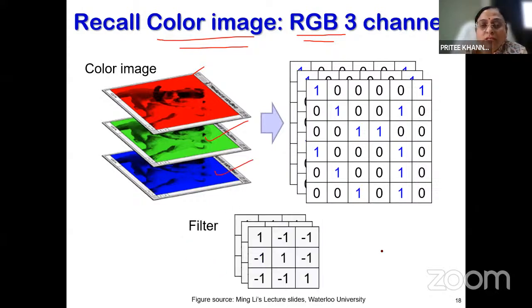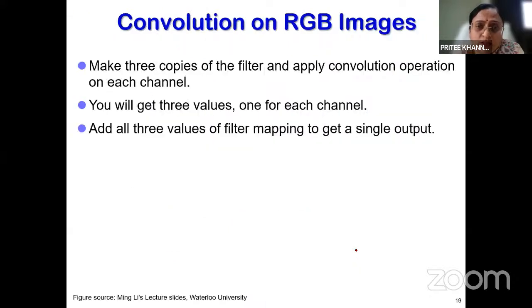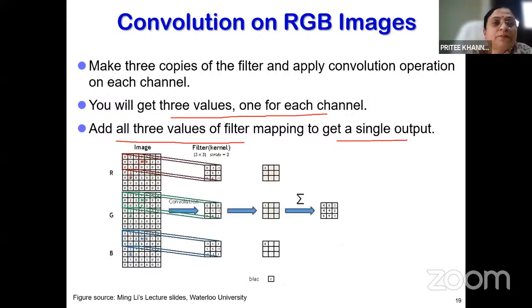So here you can see that this is your image, and these are the 3 copies. These are the 3 channels, and these are the 3 copies of a filter to process. So when we do this convolution on the RGB image, it is the same operation, but we now make 3 copies of the filter, and then we apply the convolution operation on each channel, right? So here we will get 3 values, one for each channel. And then we are going to add these 3 values to get a single output, right? So let us see how.